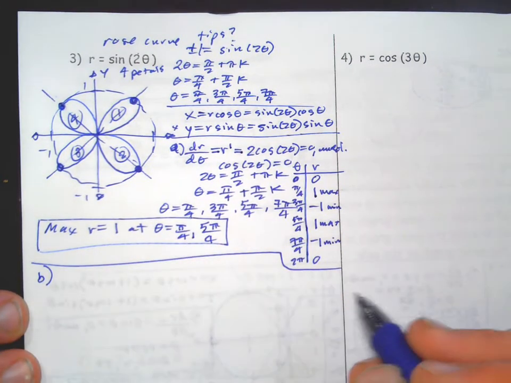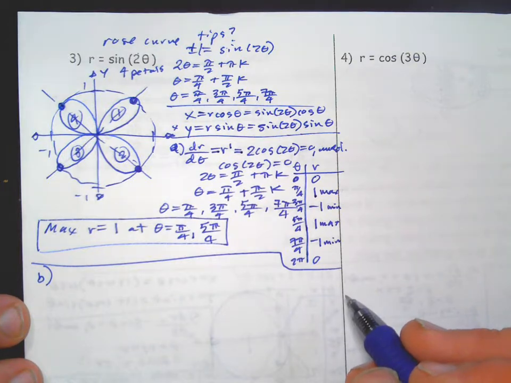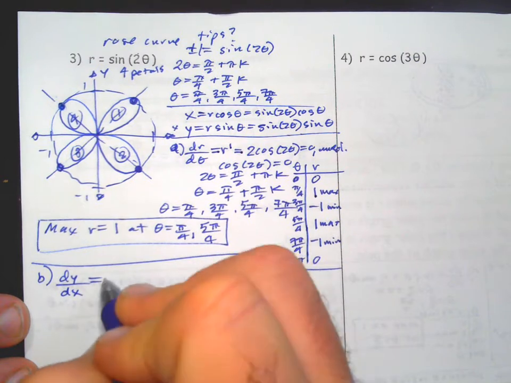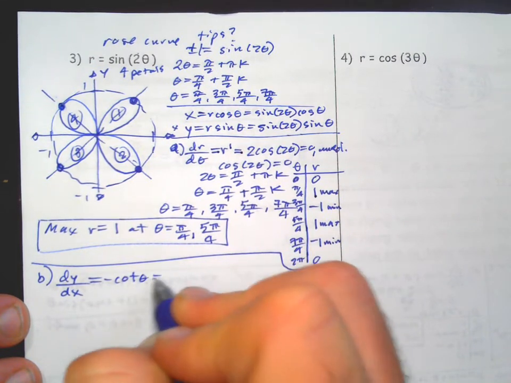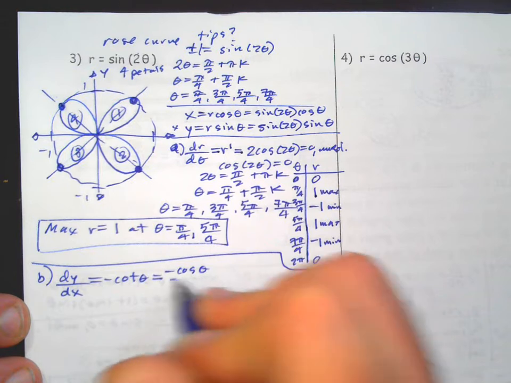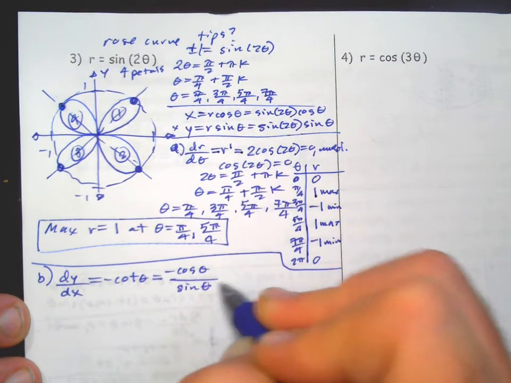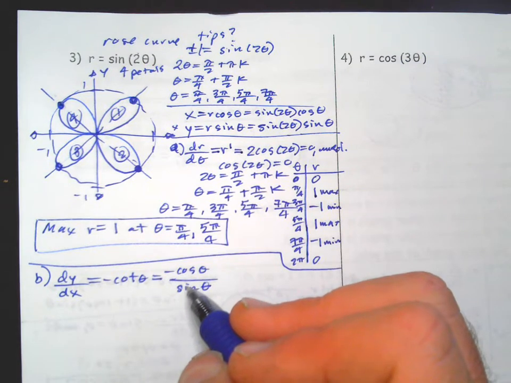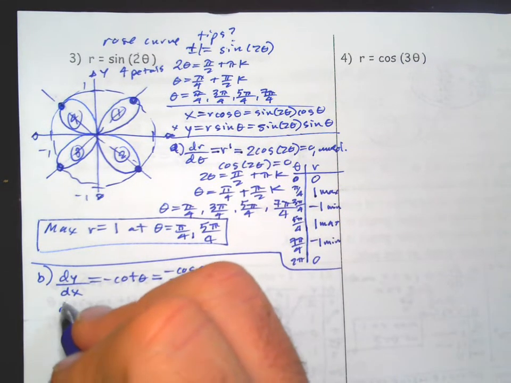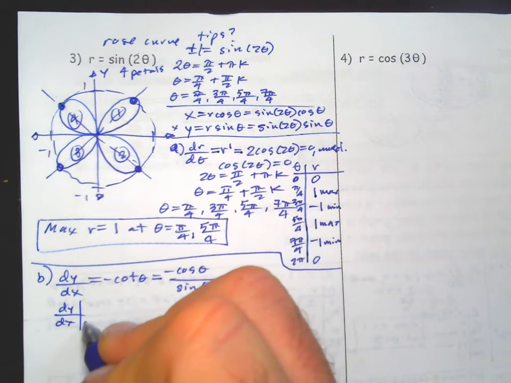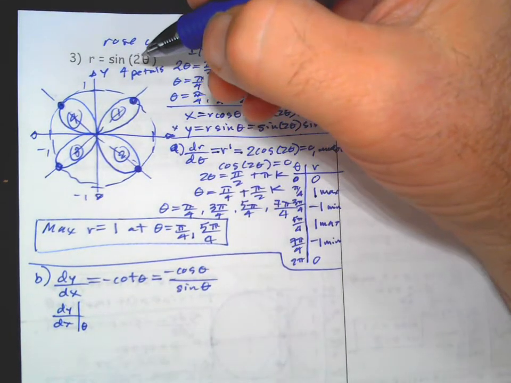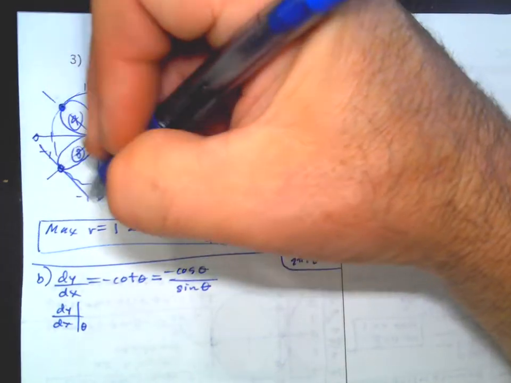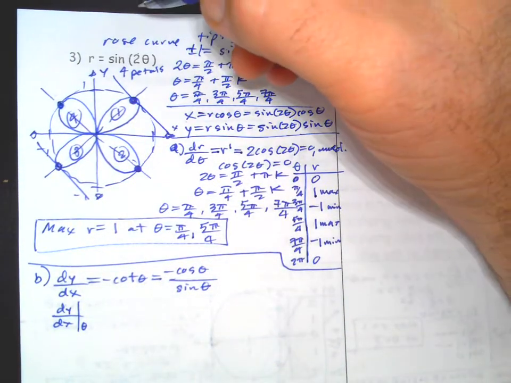Okay, B, we're looking for the slope at those points. So we could use a little shortcut. For max r, it's going to be negative cotangent theta. So it's going to be negative cosine theta over sine theta. And that saves you a little bit of messy work. Not that you have to. Now, so one of these is this one, and then the other one is the third one, which is down here. It looks like they have the same slope. They're different places.